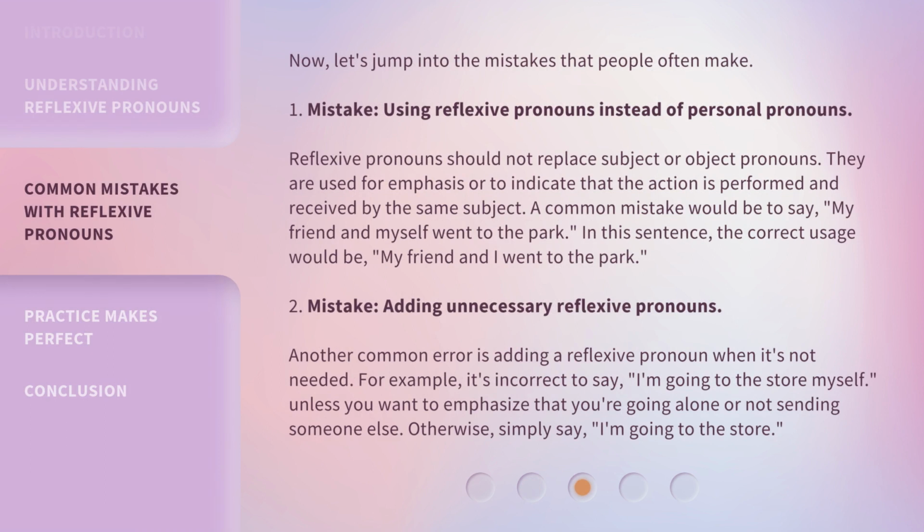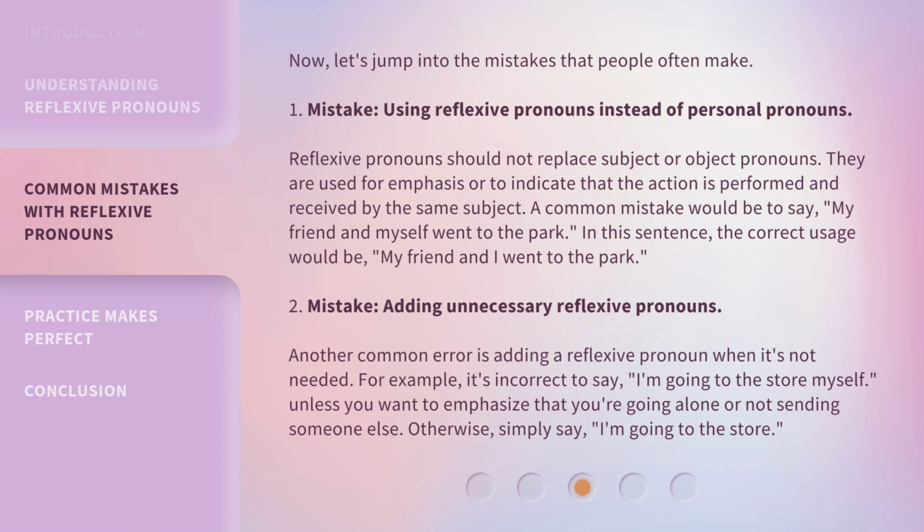Now, let's jump into the mistakes that people often make. 1. Mistake: using reflexive pronouns instead of personal pronouns. Reflexive pronouns should not replace subject or object pronouns. They are used for emphasis or to indicate that the action is performed and received by the same subject. A common mistake would be to say, my friend and myself went to the park. In this sentence, the correct usage would be, my friend and I went to the park.